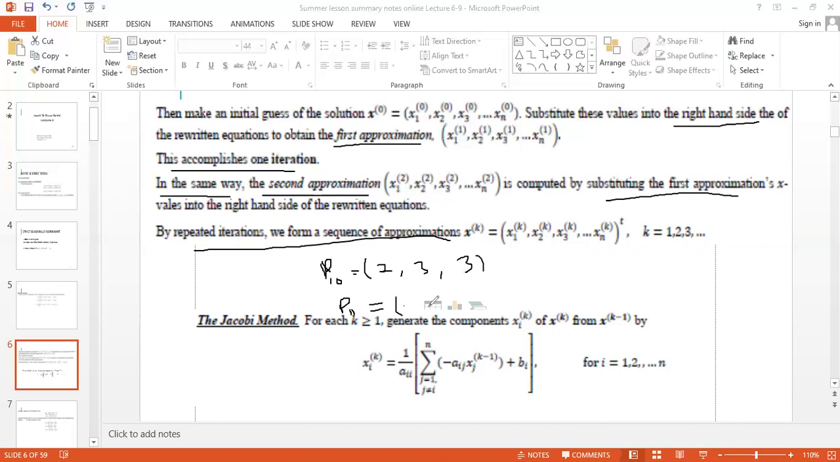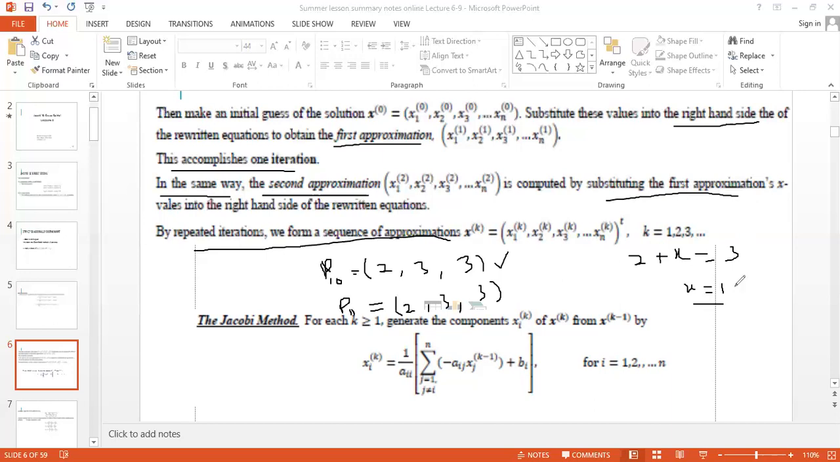2, 3, 3. Why? Because we all know that a solution of a system satisfies the equation of the system. For example, if you say 2 plus x is equal to 3, and I ask you to find the solution of the system, then when you take this to this side, that will give you 1. So x is equal to 1, and x equal to 1 is the solution of the system.